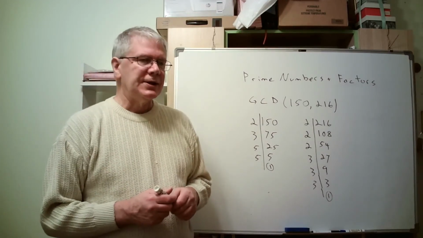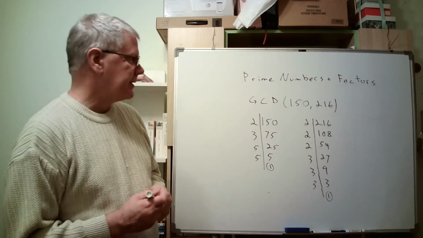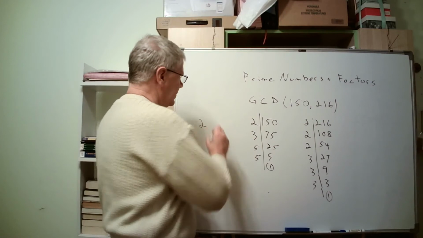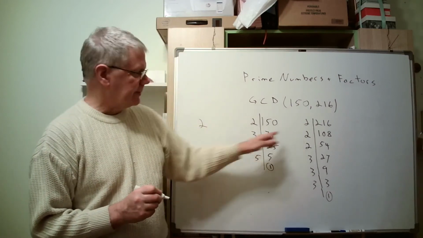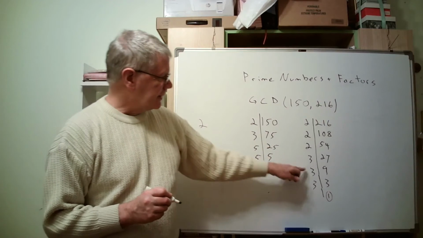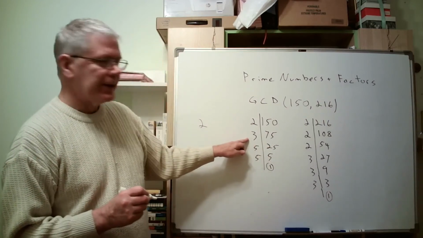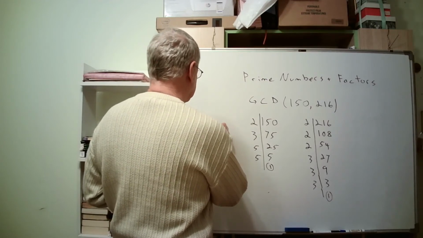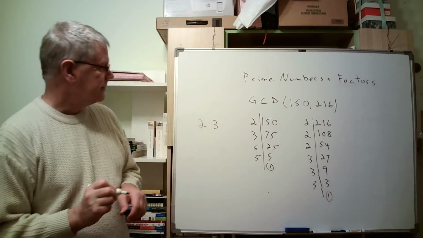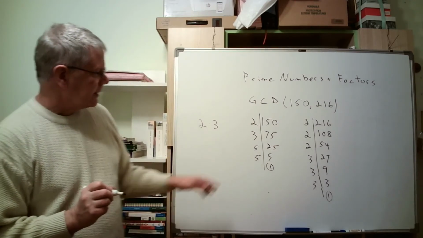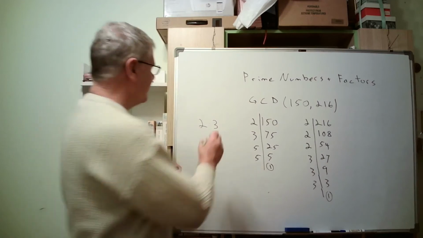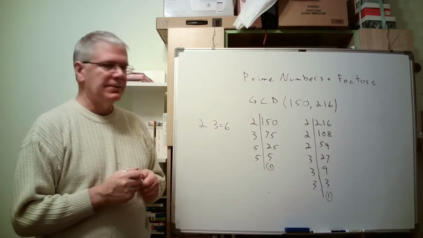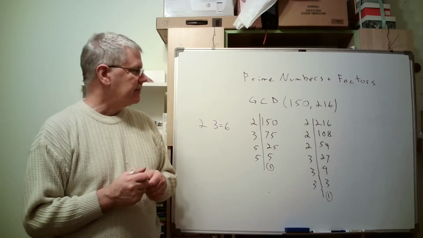So this time I want to see what they have in common. What's the most that they have in common? Well, they both have 2s, but they only have 1 2 in common. This has 3 2s, but this only has 1. We have 3 in both of these, and again I only have 1 3 here. So that's a 3. And I don't have any 5s over here, so I'm not going to have any 5s. So the largest number that divides both of these is going to be 6. That's the greatest common divisor.